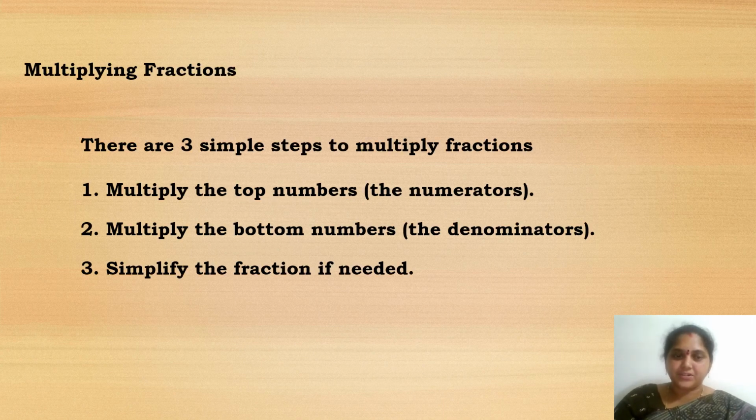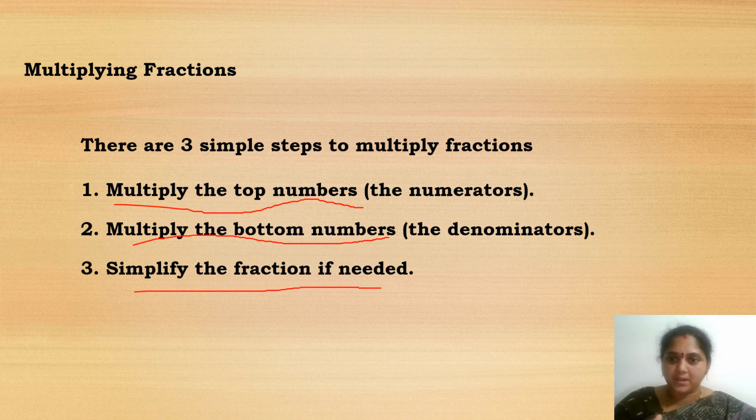For multiplying fractions, we have some steps. What are the steps we will be seeing here? There are three simple steps to multiply fractions. Multiply the top numbers, the numerators, and then multiply the bottom numbers, that is the denominators. Simplify the fraction if needed. After multiplying the numerator and the denominator, if we can cancel them into the simplest form, then we can divide. These are the only three steps for multiplication: multiply numerator, multiply denominator, and then cancel numerator and denominator if possible.